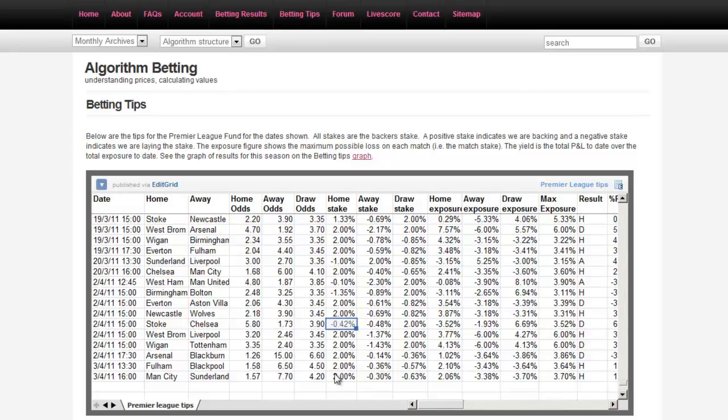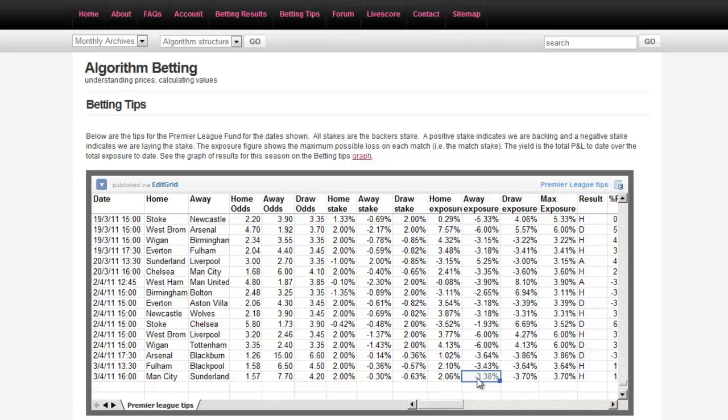Here it's negative, so we're suggesting a lay bet. Similarly here, the away stake on Sunderland is a lay because it's negative. So again, for every £100, we're suggesting that you lay 30p. And we're suggesting that you place all three bets. That would give you the same result as our algorithm. But of course, you don't have to. You can place one or two or all three of the bets. So you would be placing a £2 back bet on Man City. You would also be placing a 30p lay of Sunderland and a 63p lay bet on the draw.